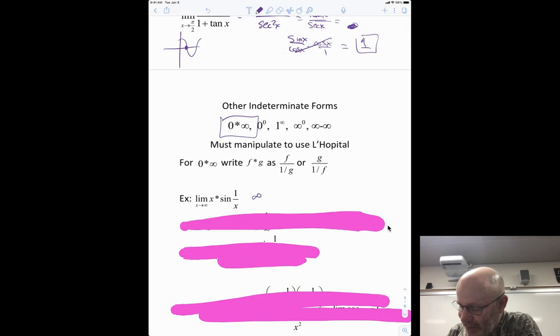So x is infinity. If I plug that infinity in there, 1 over infinity is 0, right? So sine of 0 is 0. So there's my indeterminate form. What I'm going to do is pick one of them, take the reciprocal, and put it on the bottom. Typically, pick whichever one you think is going to be the easiest to do.